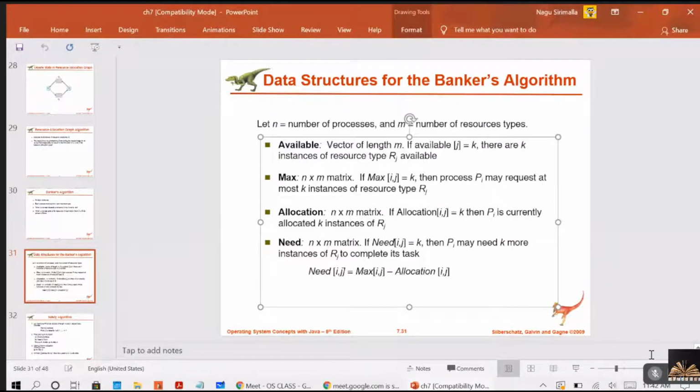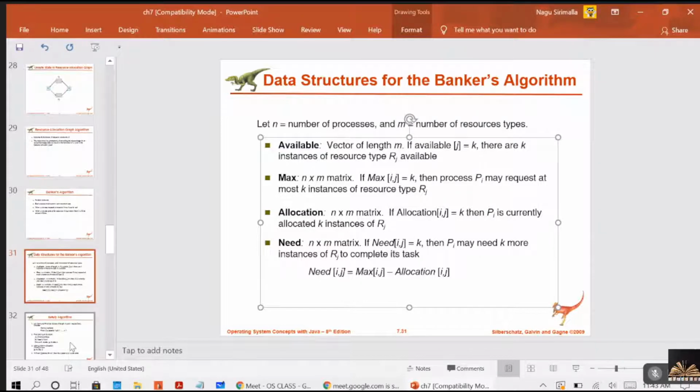So the same thing what I have written here. If available of j is equal to k means what? There are k instances of resource j available. Max of ij is equal to k means what? The process Pi requests at most k instances of resource type Rj, right? Allocation of ij equal to k means Pi is allocated with k instances of resource type Rj. Need is nothing but what? Need of ij equal to k. That is, the process Pi requires k more instances of resource type Rj, right?